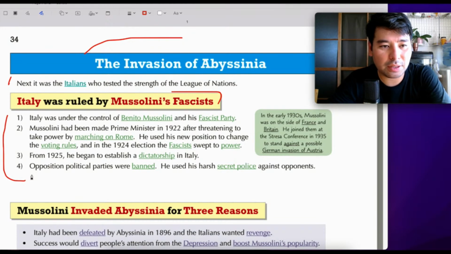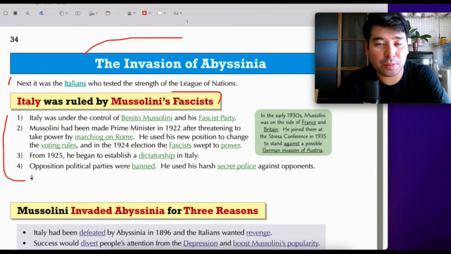Number 1. Italy was under the control of Benito Mussolini and his fascist party. Fascist party because the party that he belonged to was a fascist one. They had that ideology, that way of thinking. Number 2, Mussolini had been made prime minister in 1922 after threatening to take power by marching on Rome. And he used his new position to change the voting rules. And in the 1924 election, the fascists swept to power.